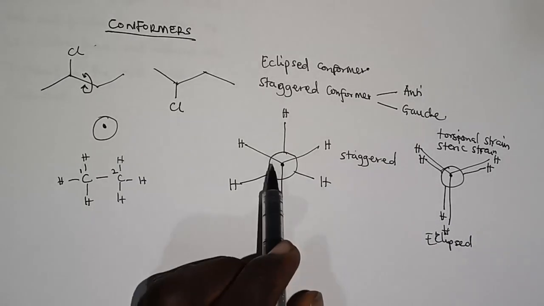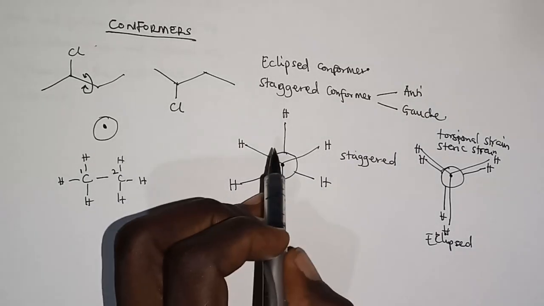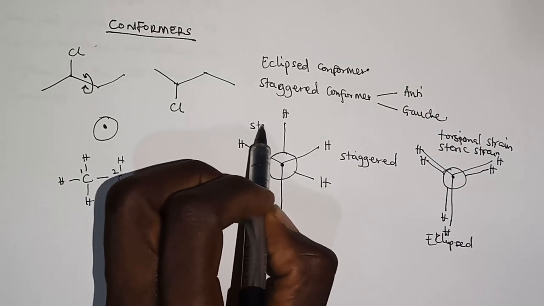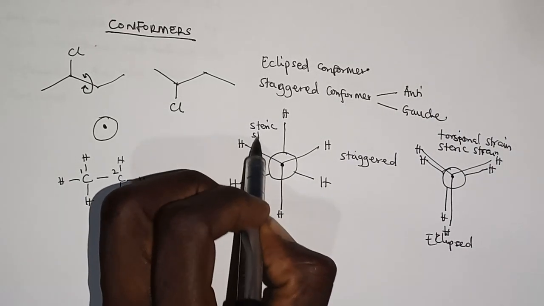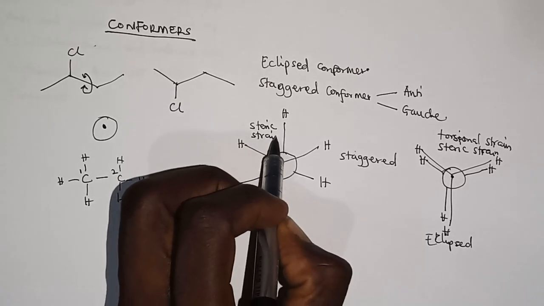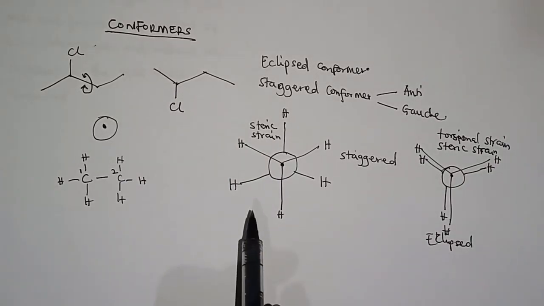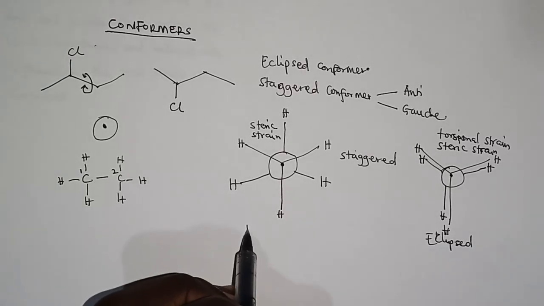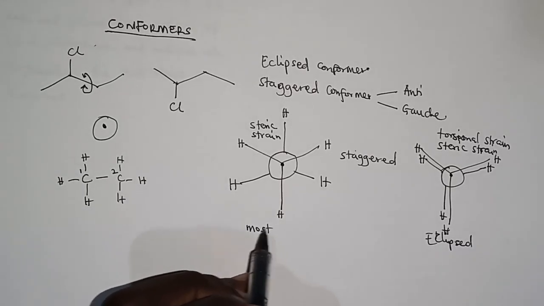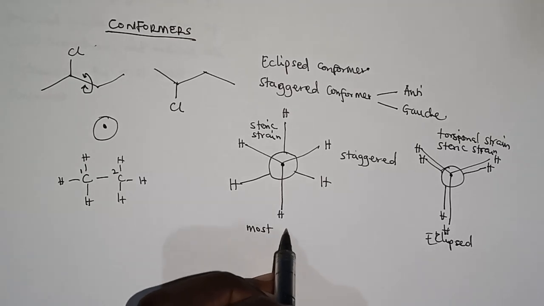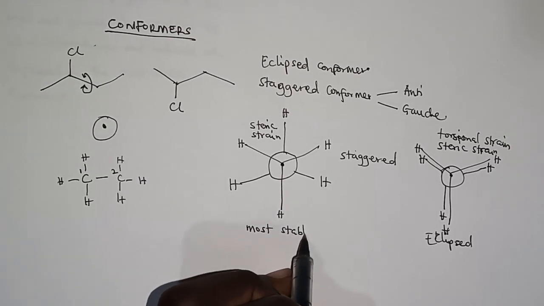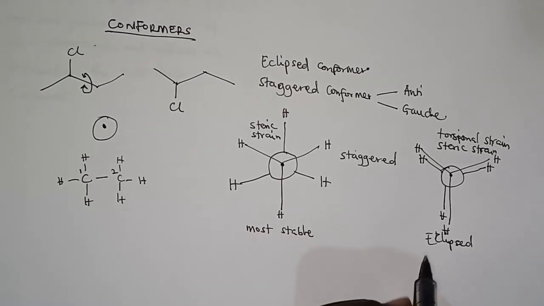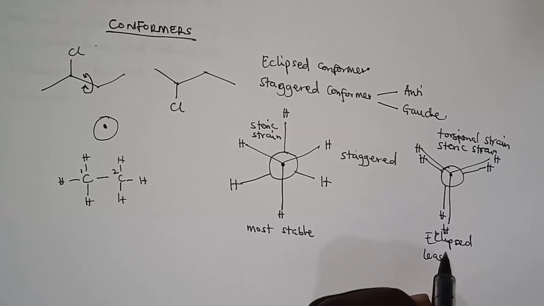However, in the staggered conformer, we only talk about steric strain. There is no torsional strain that is observed in the staggered conformer. So because of this, it makes the staggered conformers the more stable. They are more stable compared to the eclipse conformers, which are least stable.